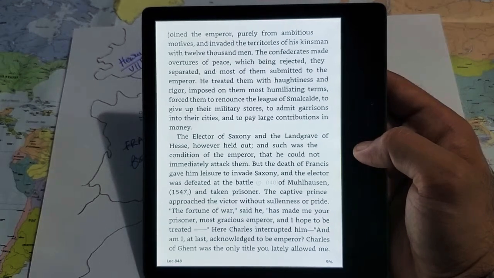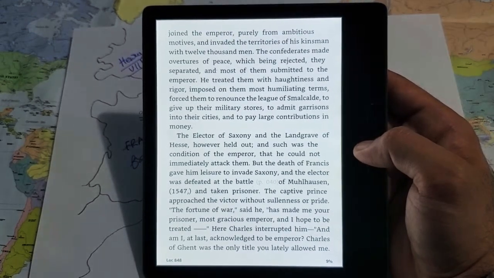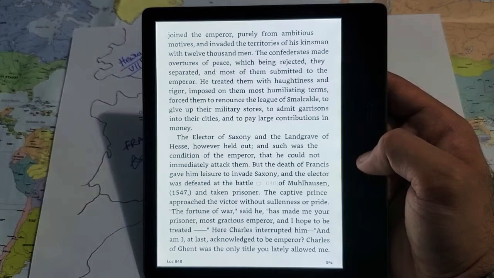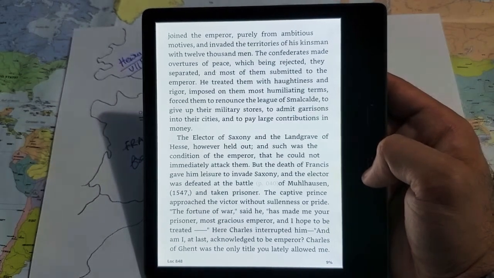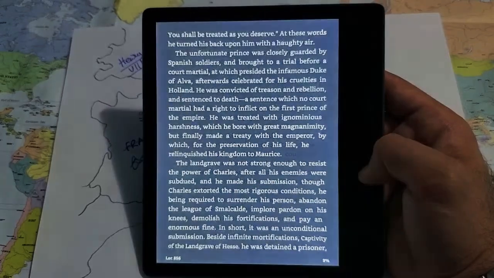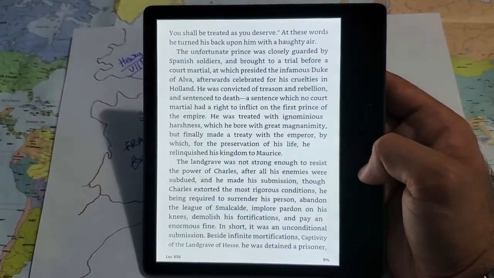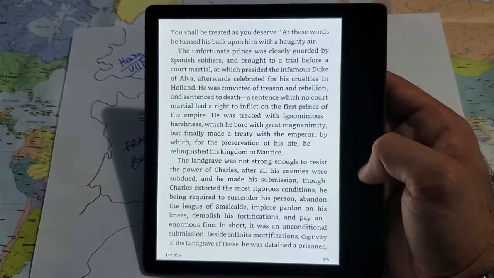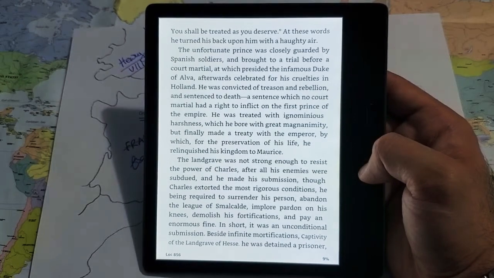Here Charles interrupted him. "And I am at last acknowledged to be emperor? Charles of Ghent was the only title you lately allowed me. So you never called me emperor, you never kissed my ring. You shall be treated as you deserve." At these words, he turned his back upon him with a haughty air.